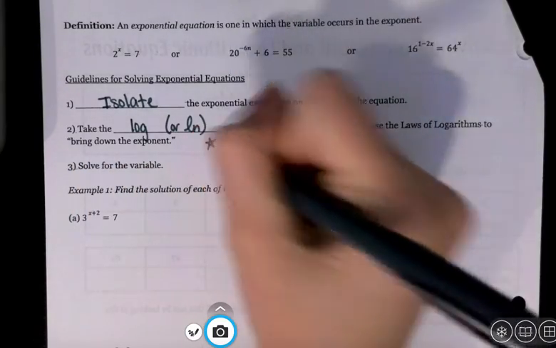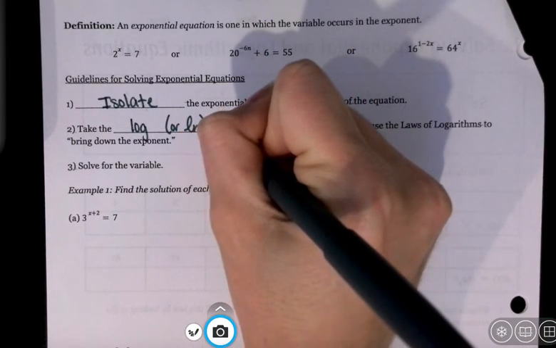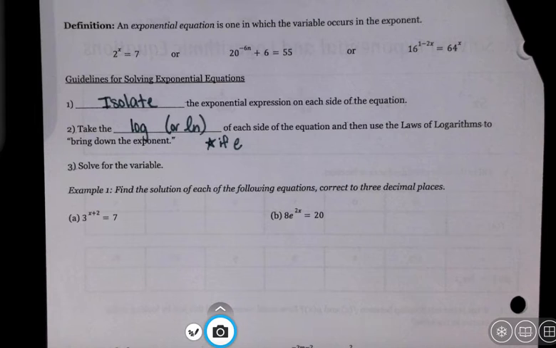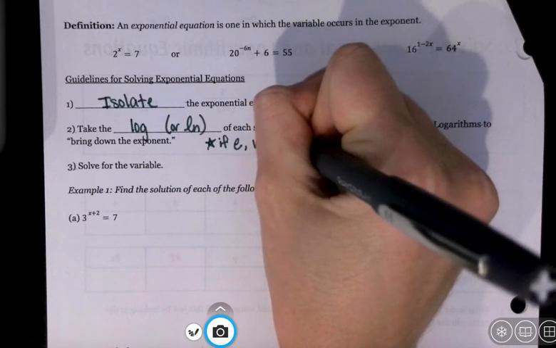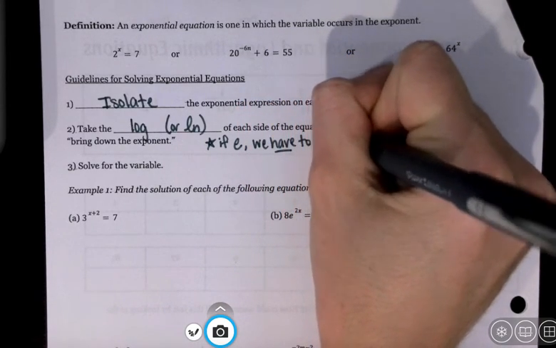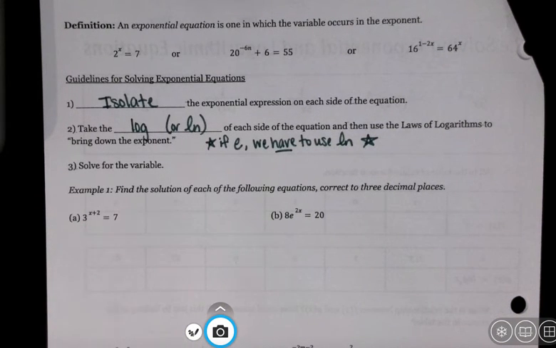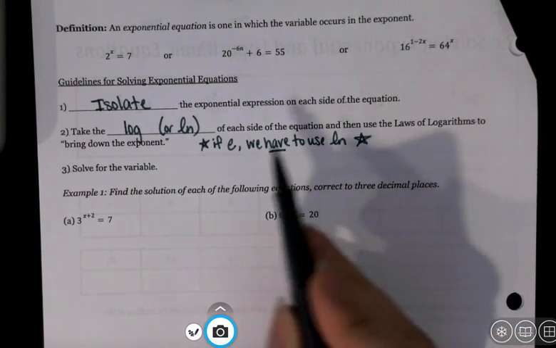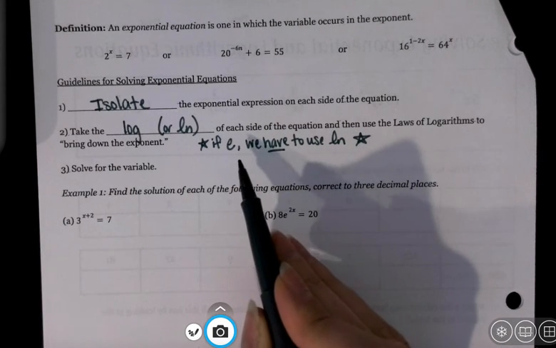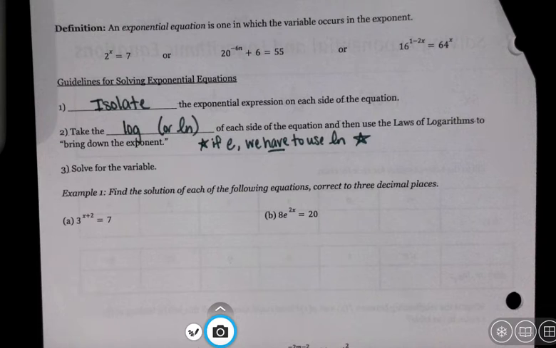One thing I want you to note here, if we have e with the exponent with a variable on e, we have to use natural log. And that is because natural log has an understood base e. So if we see e, the natural log will cancel that out. A regular log will not. Anything else, we can use either or. So we can use log for almost anything. We just can't use it for e, but we can use natural log for anything.